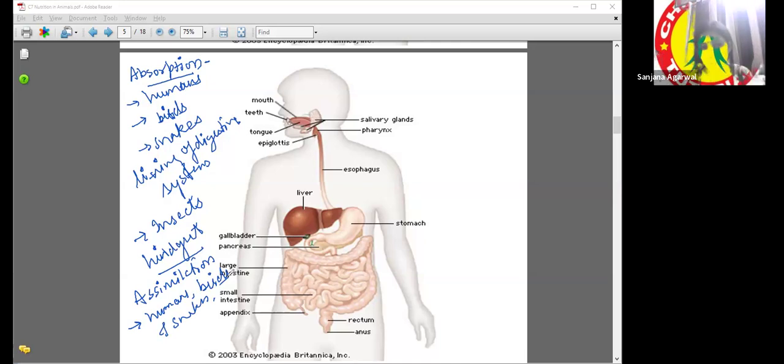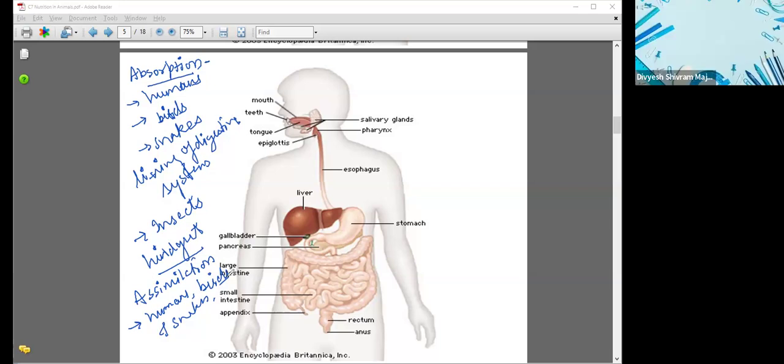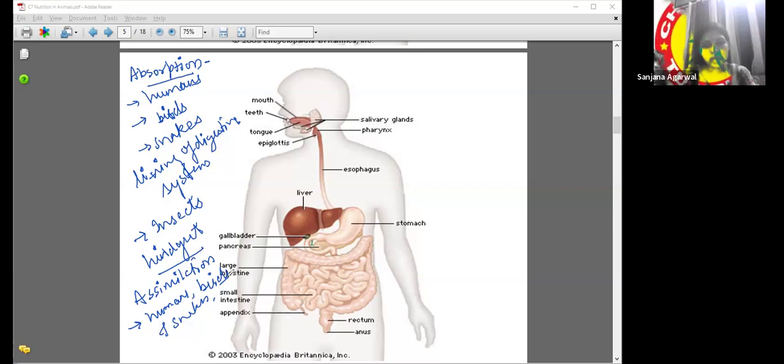Can anyone tell what assimilation basically means? Ma'am, assimilation is making use of simple substances to make complex substances. After the process of digestion and absorption, where the soluble substances are taken up into the tissues of the body, those simpler substances again need to be converted into complex substances for their functioning, to provide us energy, body building, muscle building, etc.